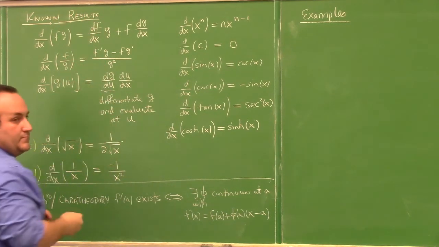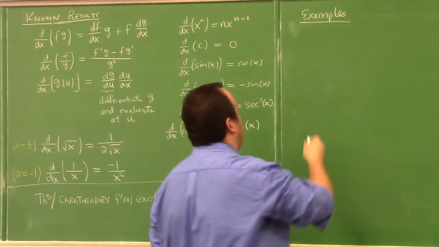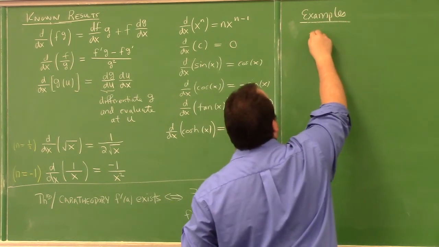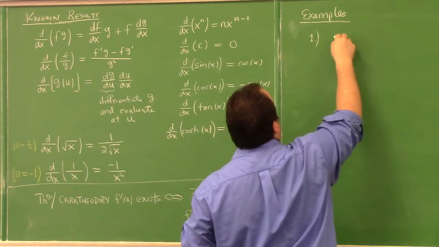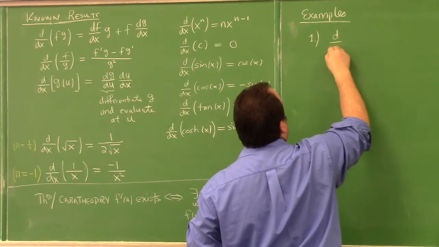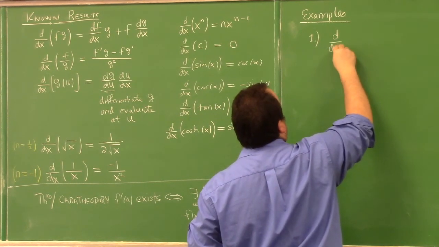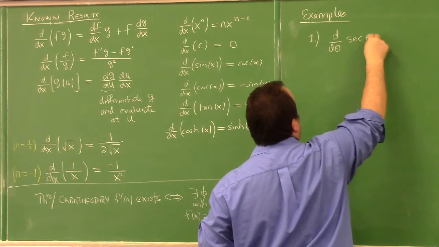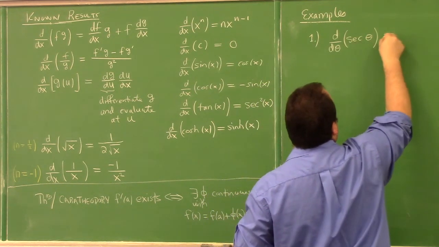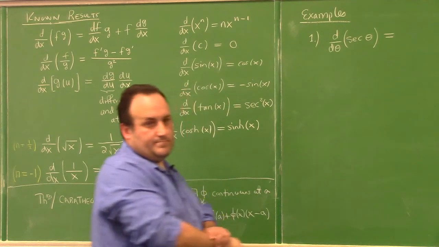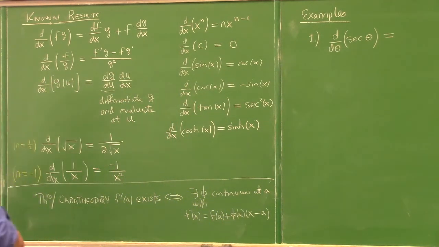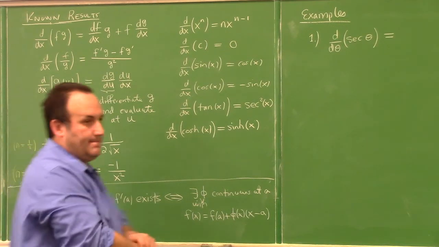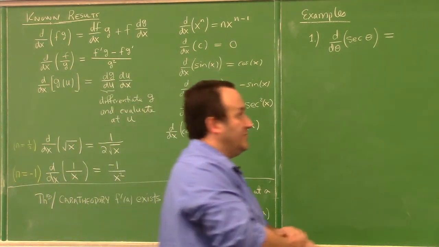Right. So can you guys think of something we haven't done yet? How about the derivative of secant? And I'll use theta this time. Derivative with respect to theta of secant theta. What is secant theta equal to? Yeah, 1 over cosine.